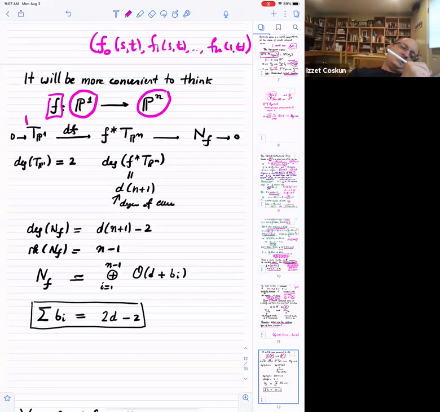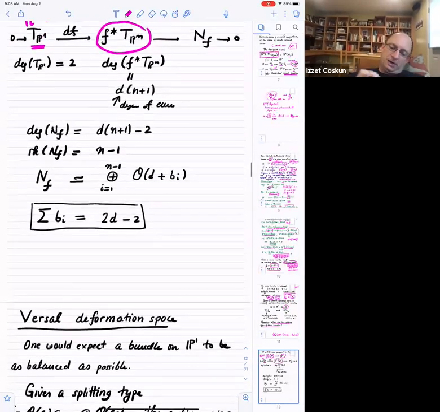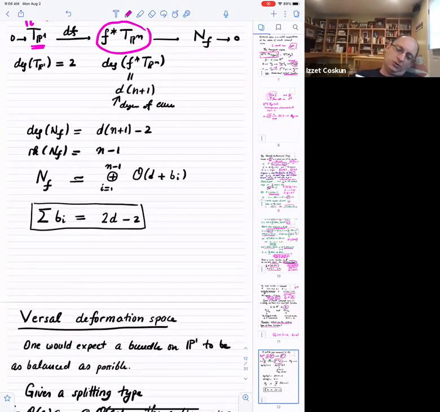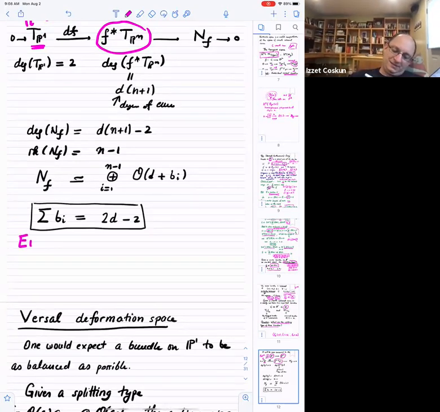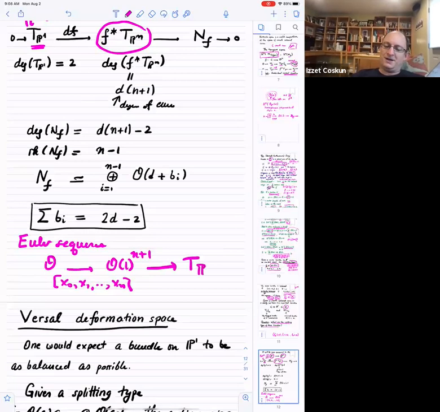So we said that the tangent bundle of P1 is O P1 of 2. So the degree of this one is 2. Now, what's the tangent bundle of Pn? We understand the tangent bundle of Pn by the Euler sequence. So you have the map O goes to O(1) to the n+1, right? This is the map given by x0, x1, ..., xn. And the cokernel of this is what we call the tangent bundle of Pn.